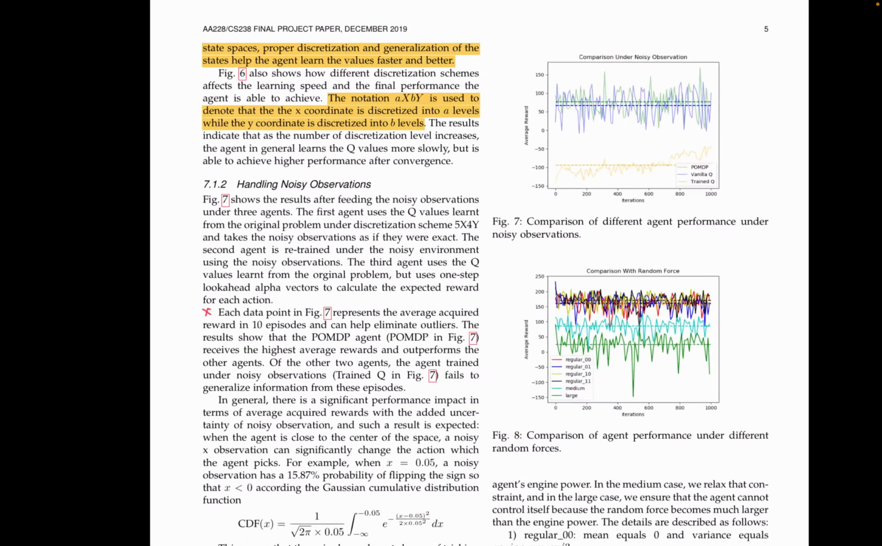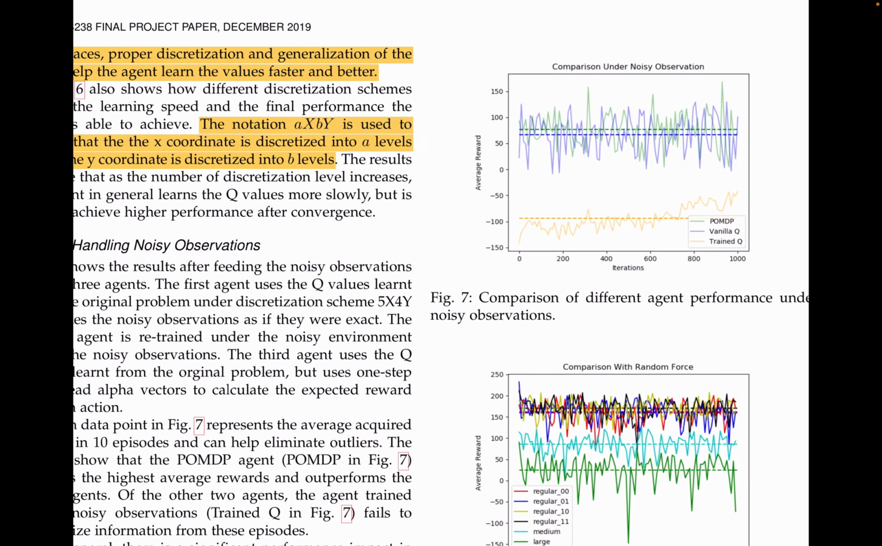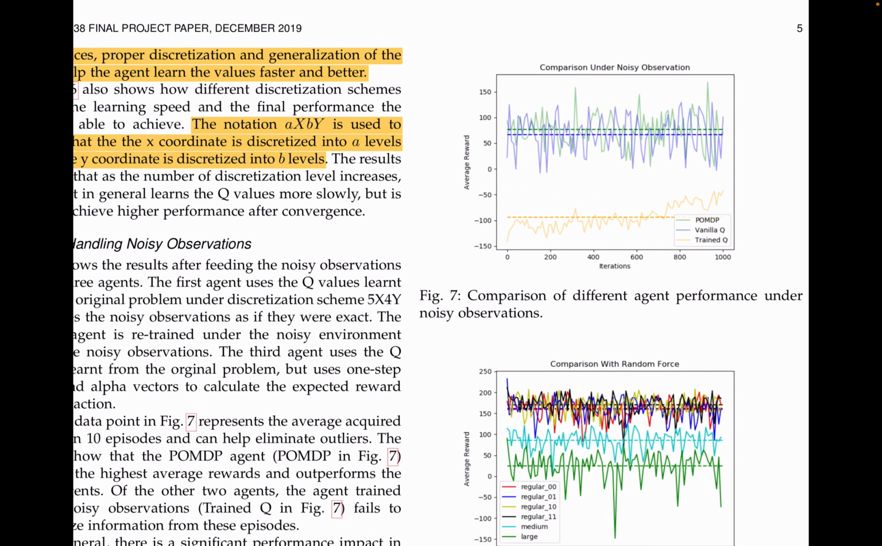It's cool, right? The notation AxBy is used to denote that the x coordinate is discretized into A levels, while the y coordinate is discretized into B levels. For handling the noisy observations in figure 7, you can see POMDP worked pretty well. It is an enhanced version of RL or MDP, if you know about it. Then vanilla Q did pretty well. It went into positives quite quickly, even after about 0 iterations it was there. And the plain Q started to do pretty well but could not reach there, right?